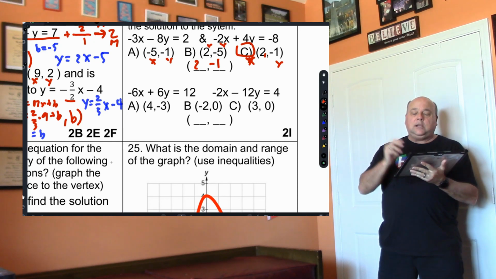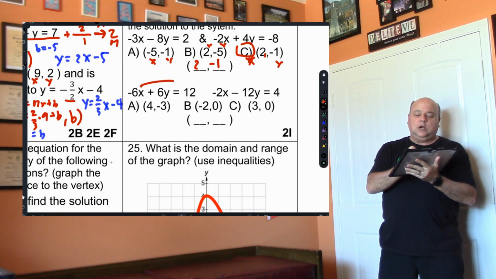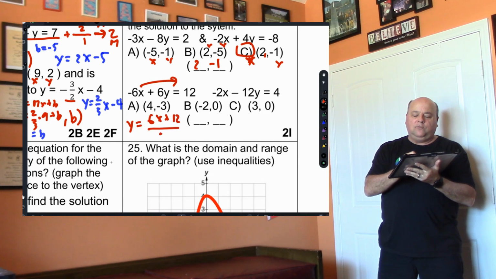Let's graph. Okay, y'all listen, to graph this, you're going to move the x over. So y is going to be 6x plus 12 all over 6.